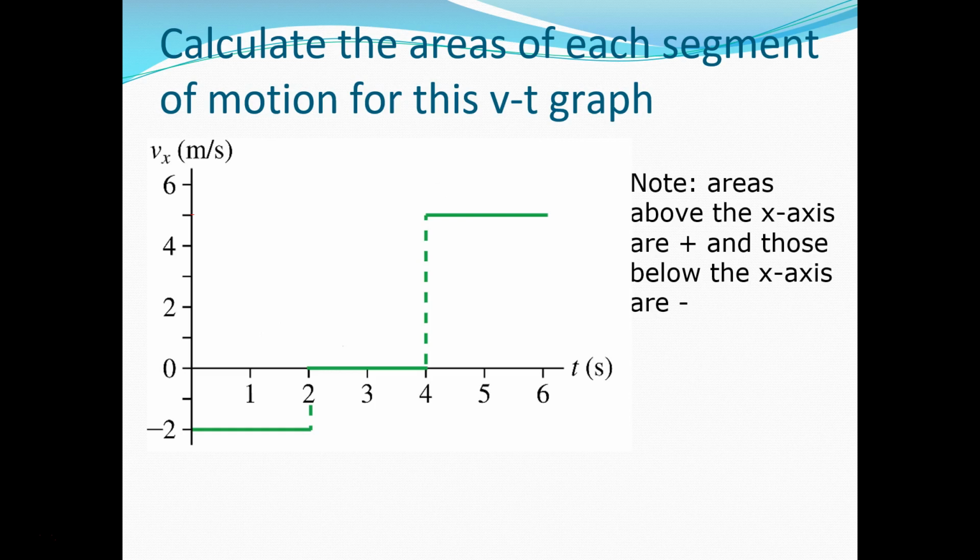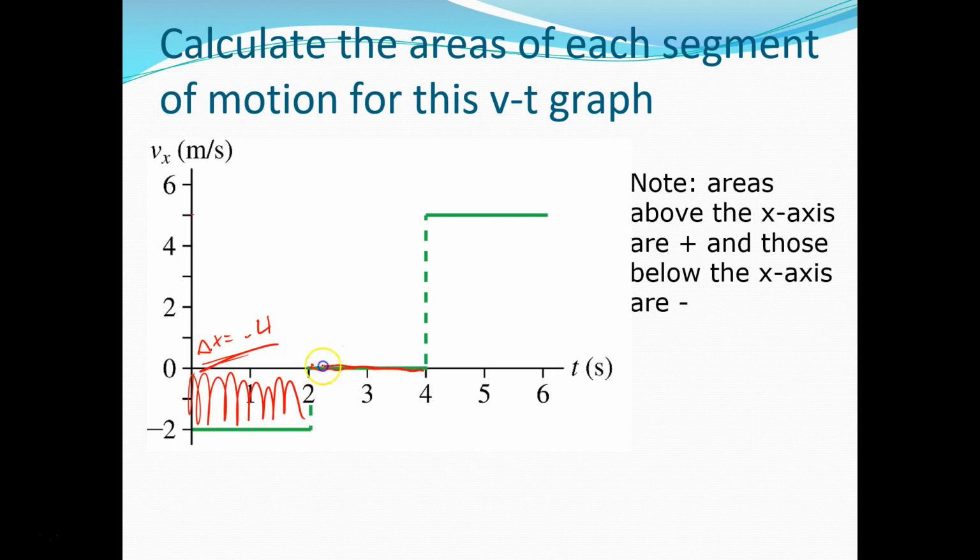So what we're going to do now is calculate the area of each segment of motion for this velocity versus time graph. The first segment of motion is between 0 and 2 seconds. To calculate how far we've traveled, all we have to do is find the area under the curve, which is base times height, in this case 2 times -2. So our displacement is -4. It's always important to remember your sign here, because we have a negative velocity, which means we're moving in the negative direction.